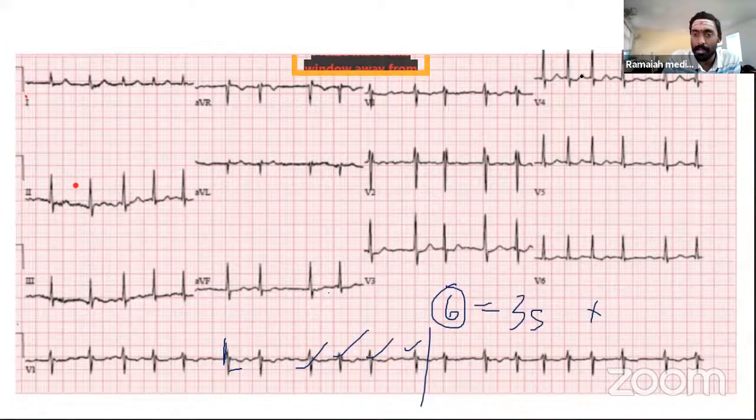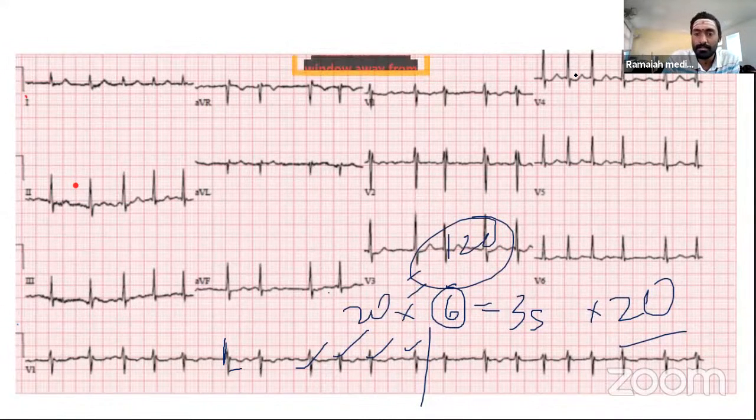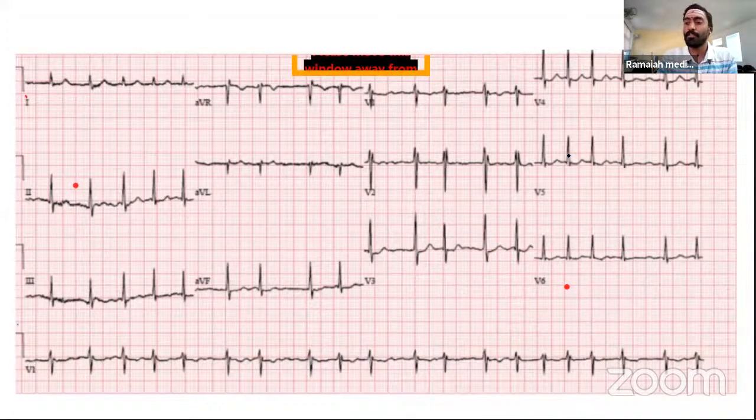Excellent. So I should multiply this by 20. So what is the heart rate I get? 120. Clear? You understood this? Okay, good. So this is clear. Fine. So that is the first point of difference.